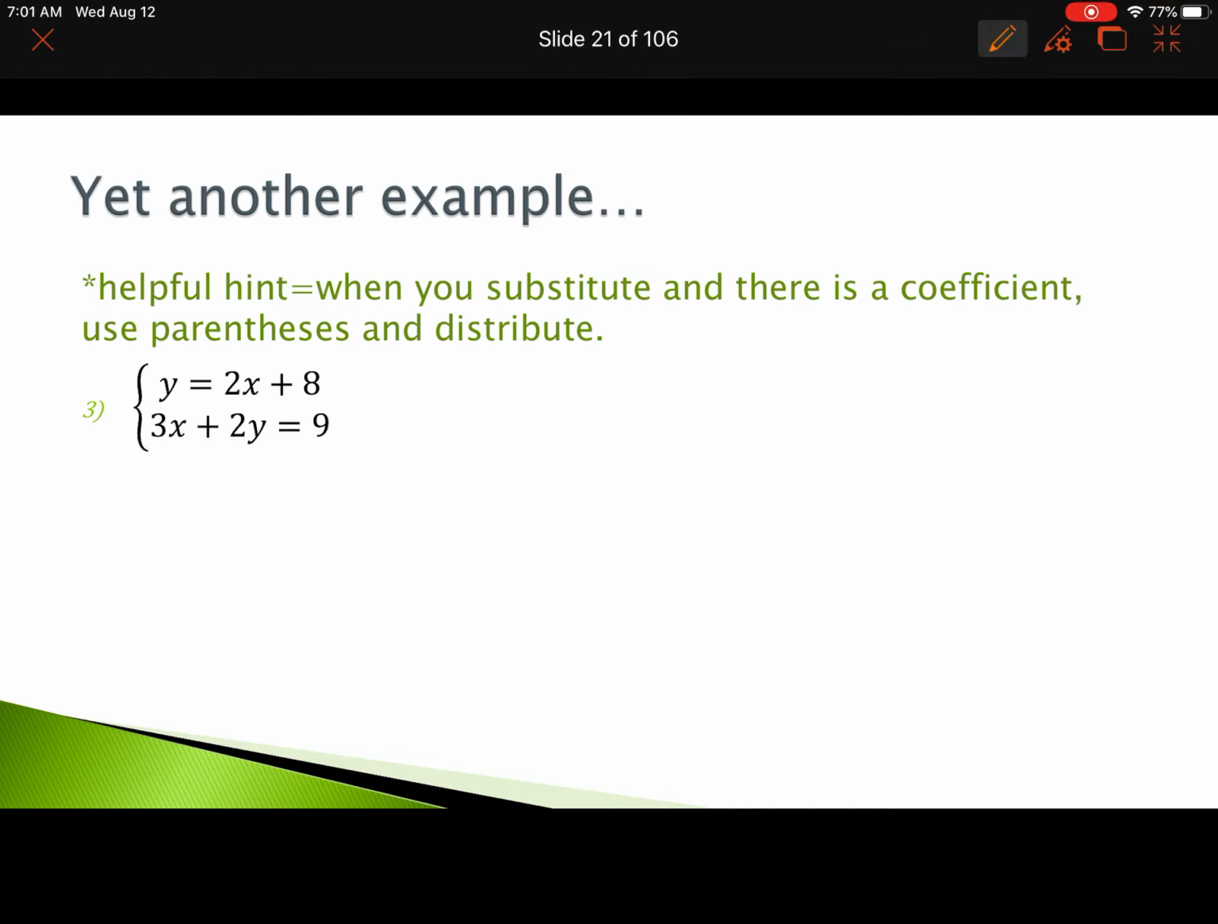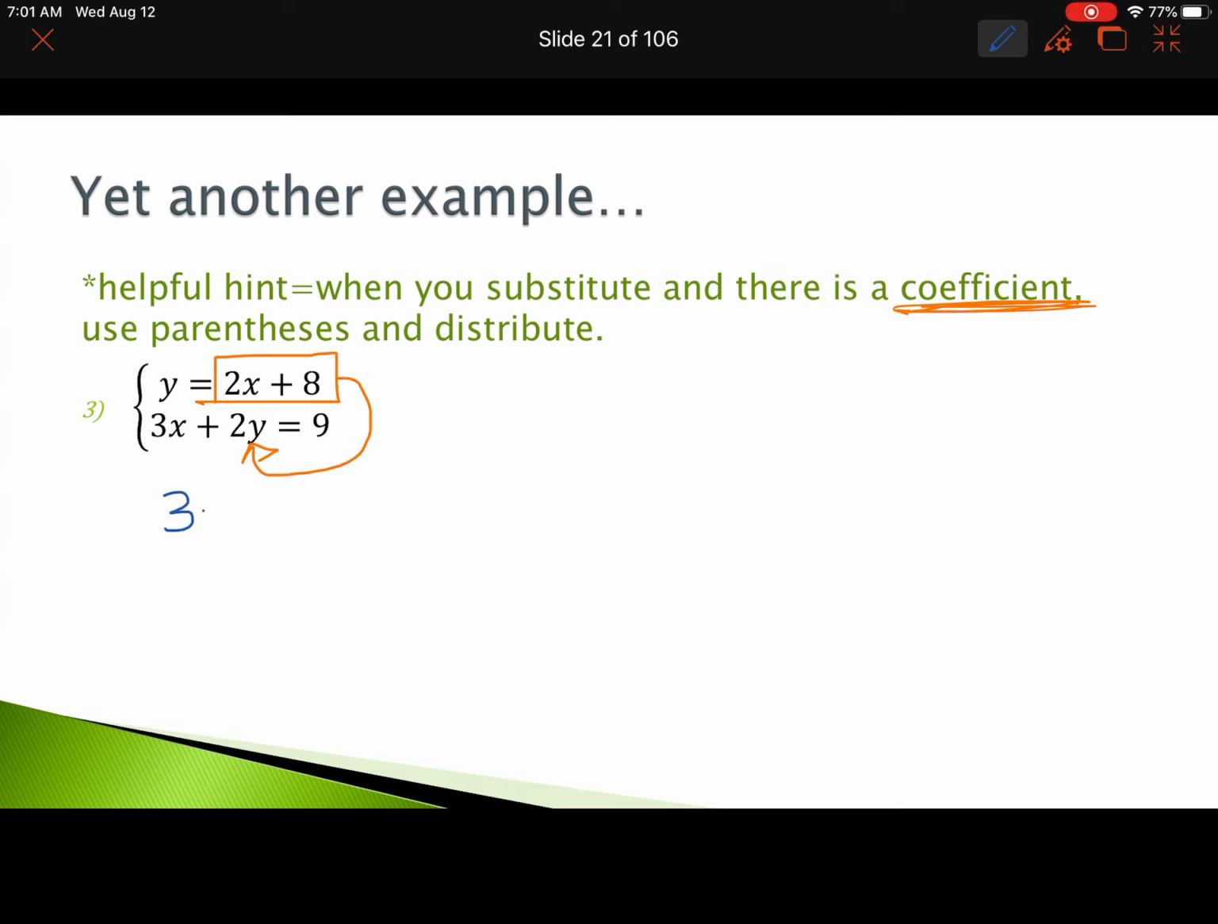Okay, another example for us. Luckily, it already is solved for y in that first equation. So y equals this entire thing. I'm going to use that expression and replace y in the bottom equation with 2x plus 8. Now, there's a helpful hint at the top. When you substitute and there's a coefficient, aka a number in front of the variable, use parentheses and don't forget to distribute. Okay, let's walk through that because I want to make sure we're all perfect.